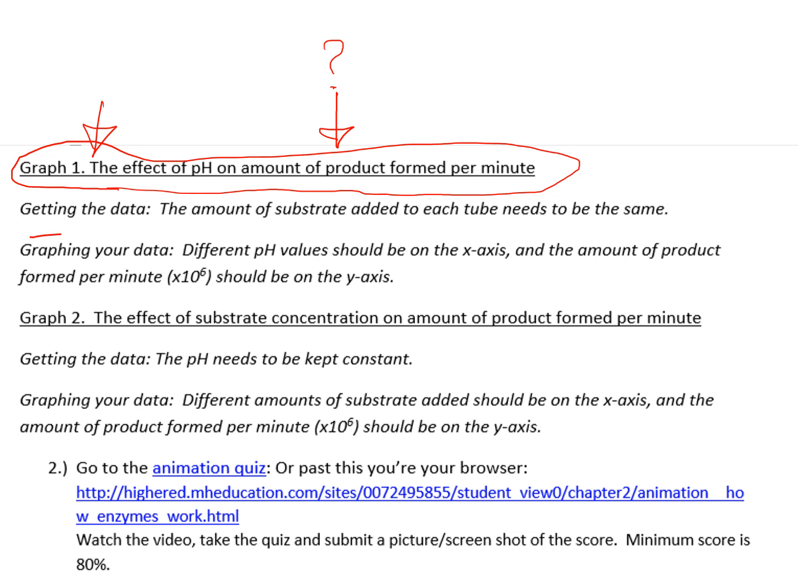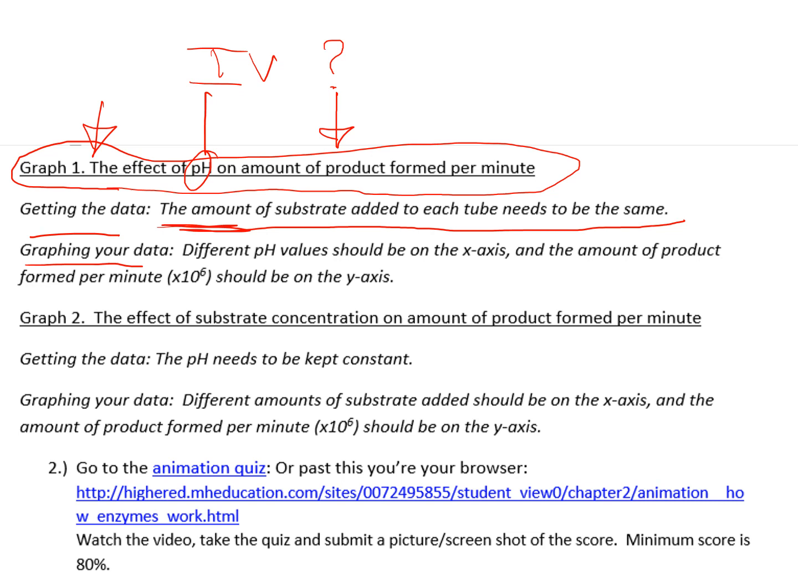So how to get the data? Remember, this one, pH, is going to be the independent variable. So what that means is here, the amount of substrate added to each tube needs to be the same. When you graph your data, different pH values should be on the x-axis. Generally, the independent variable is always on the x-axis. There are some exceptions, though.